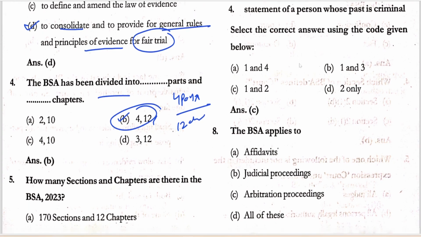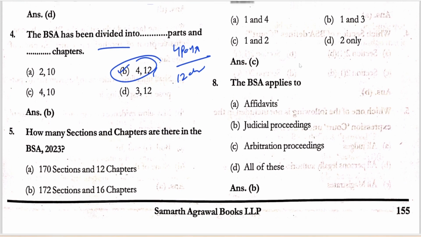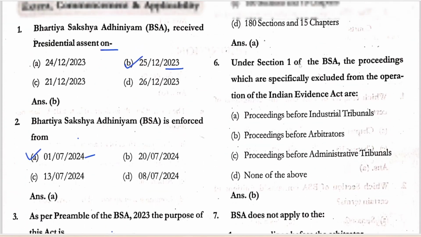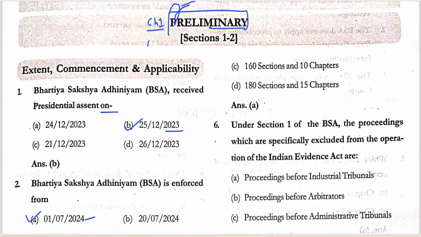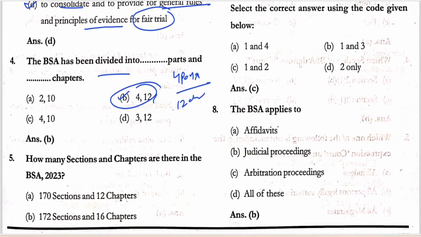How many sections and chapters are there in BSA? 170 sections and 12 chapters.